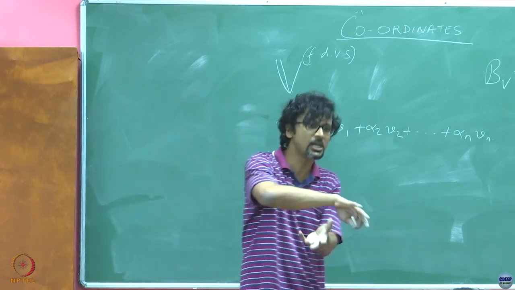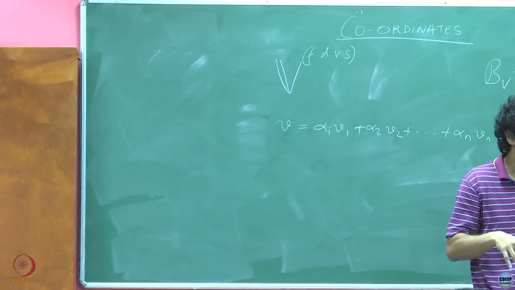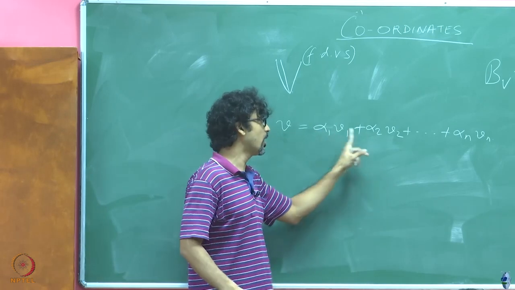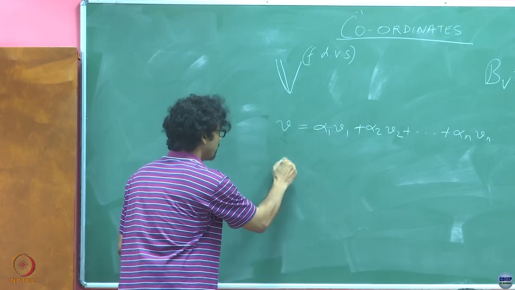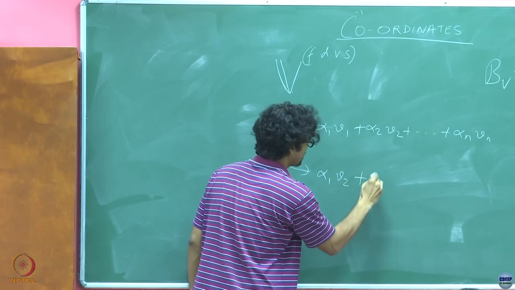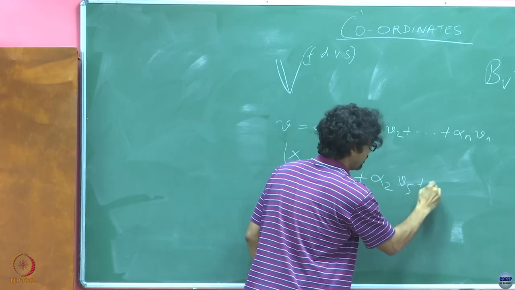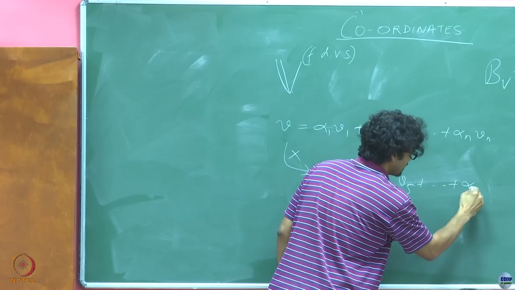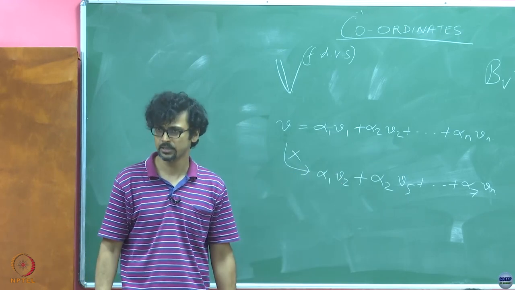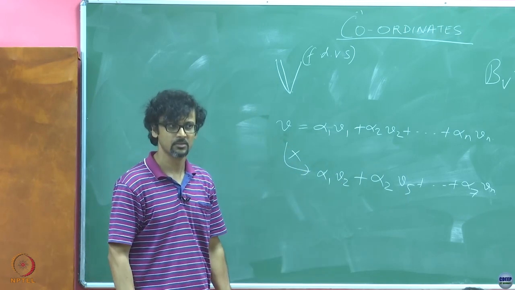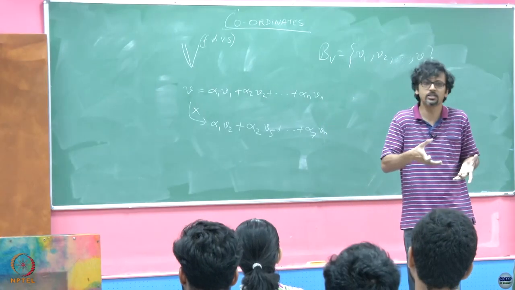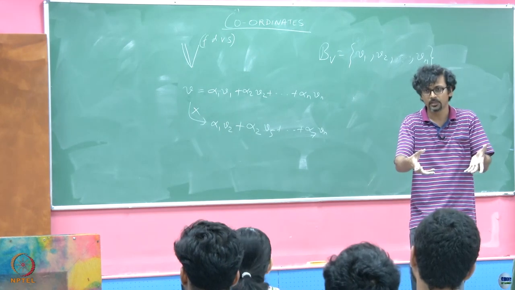Suppose your friend has jumbled up the order of the elements in the basis set, then whereas you want your friend to multiply alpha 1 with v1, alpha 2 with v2, and so on, your friend might erroneously multiply, say, alpha 1 with v2 plus alpha 2 with v5 and so on, and say alpha 7 with vn. And that will end up with a completely different vector, is it not? So the order matters. So in order to assign something analogous to a coordinate, you understand coordinates already in Euclidean spaces, right?